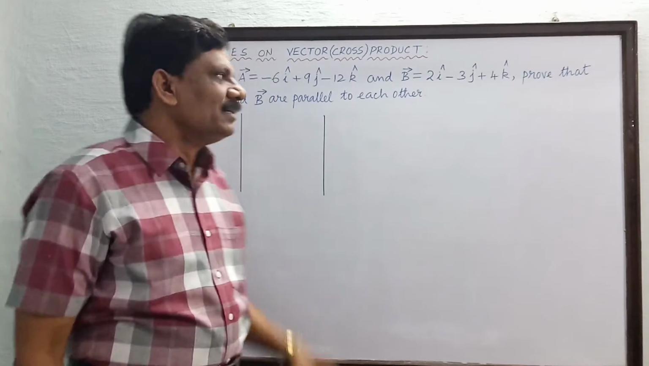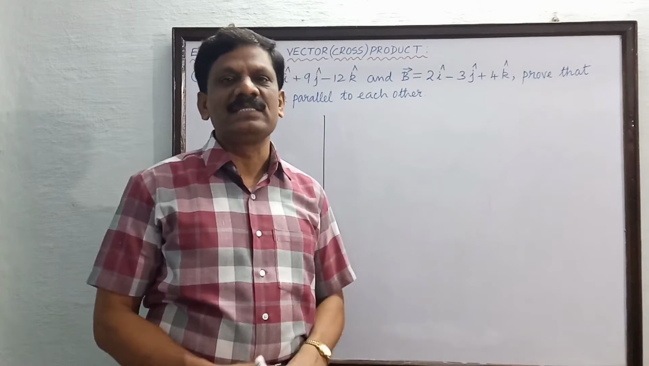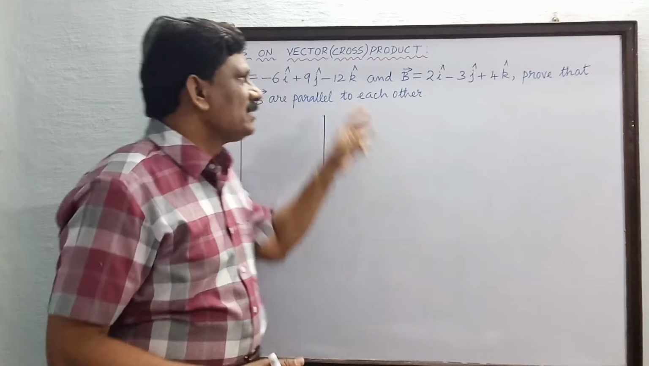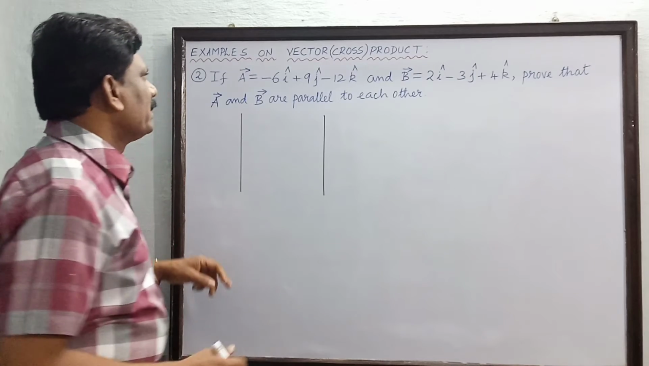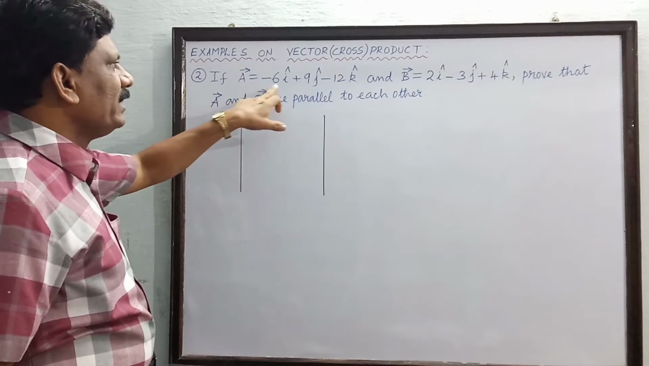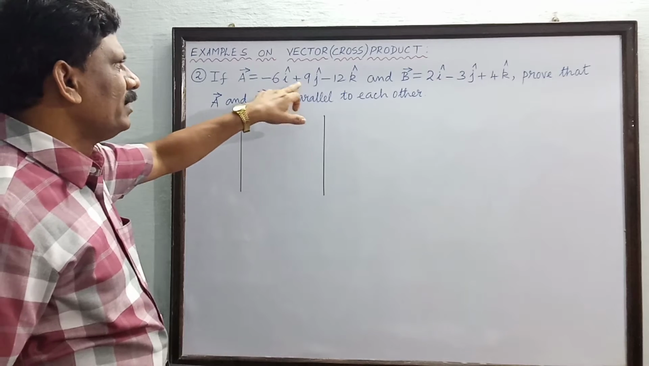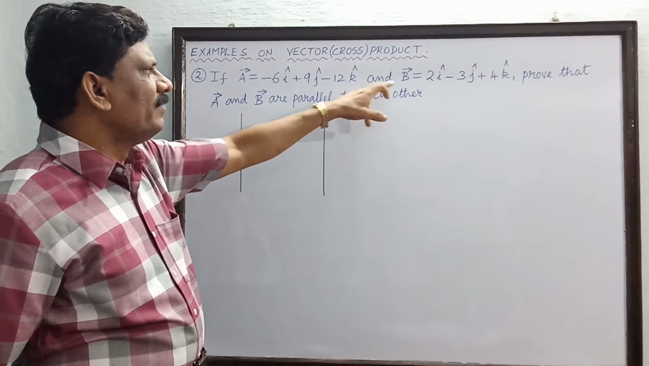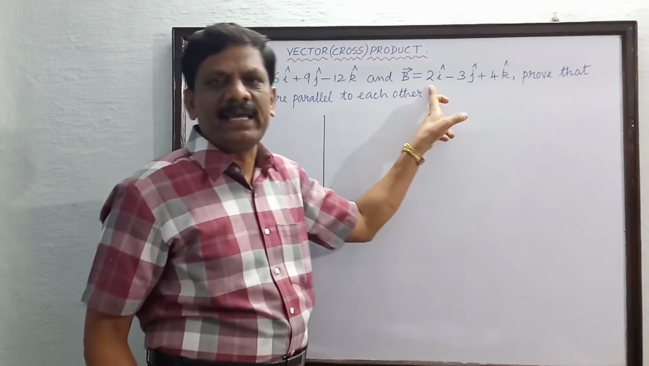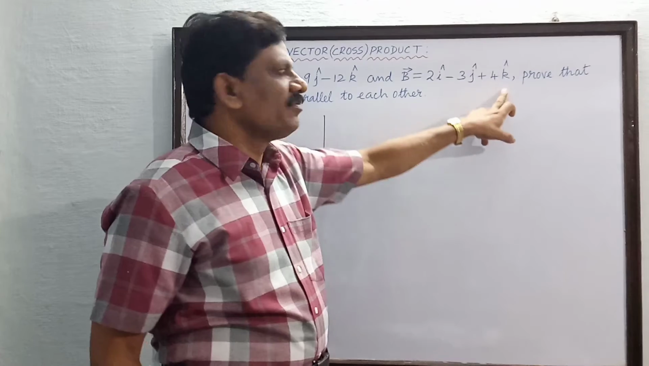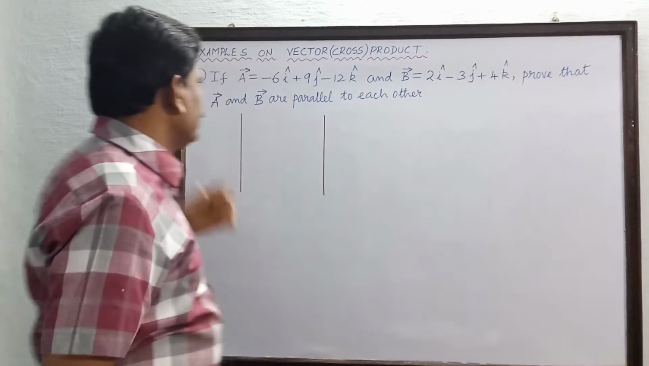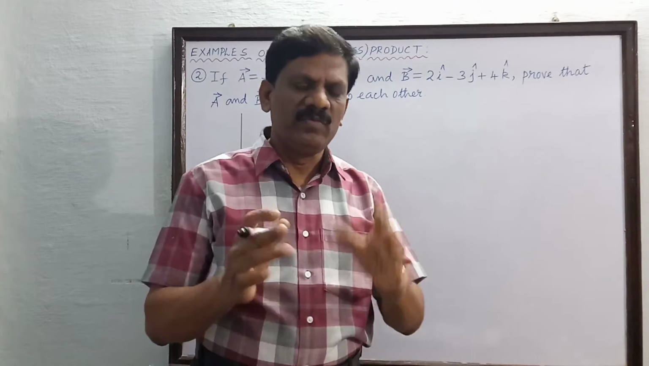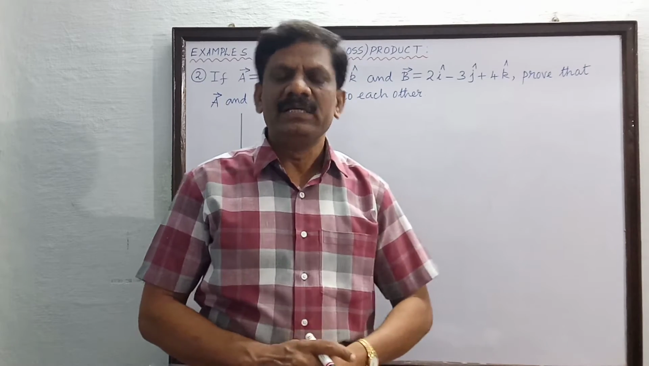Hi students, this is a different kind of problem which is asked in competitive exams like NEET and IIT entrance, based on the vector product. If vector A is equal to minus 6i cap plus 9j cap minus 12k cap and vector B is equal to 2i cap minus 3j cap plus 4k cap, prove that vector A and B are parallel to each other. So we want to prove that they are parallel to each other.